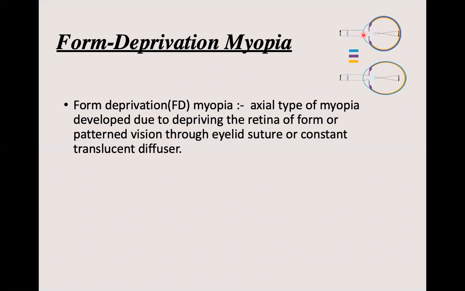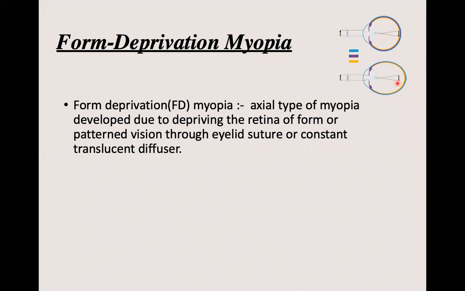It can be due to any sort of translucent media or any changes in the optical path, such as macular or nebular opacities, hemorrhages in the vitreous, or a lens cataract. It causes deprivation of form, and this causes an increase in axial length.